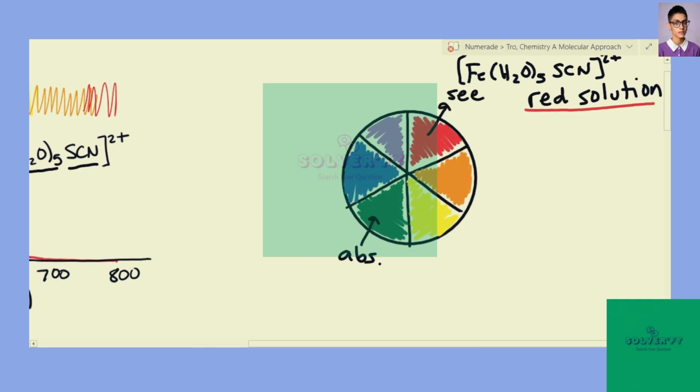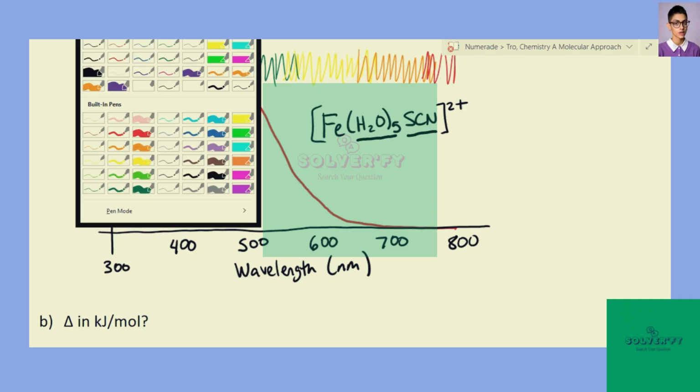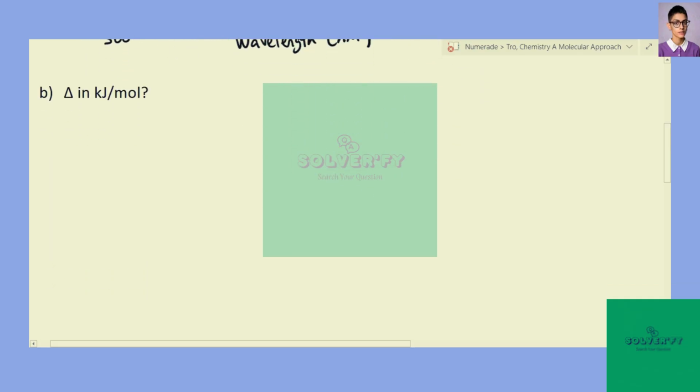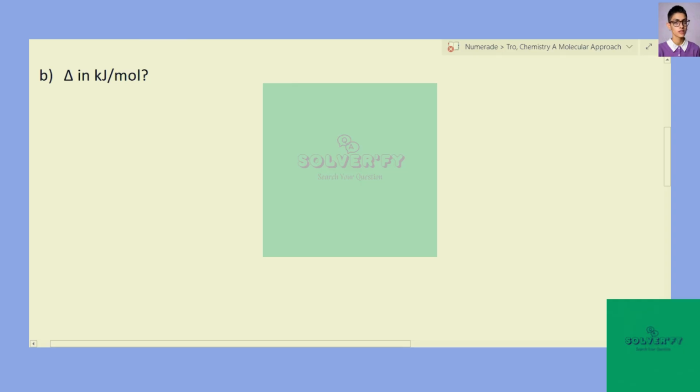Next, in part B, we are asked to calculate the crystal field splitting energy in kilojoules per mole. For that, we need to look at the absorption spectrum again and notice that this maximum absorption takes place around 480 nanometers. We're going to use that information to calculate the crystal field splitting energy using the equation: Delta is equal to Planck's constant times the speed of light divided by the wavelength.